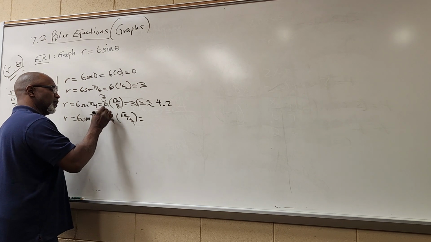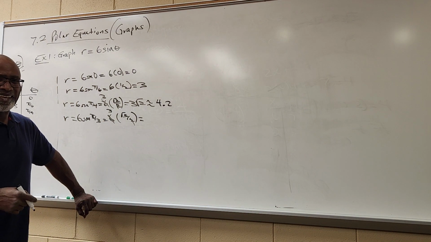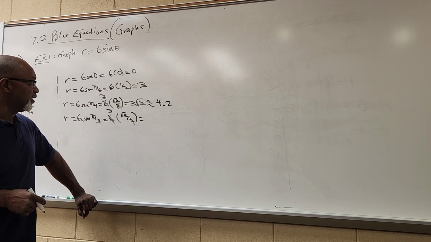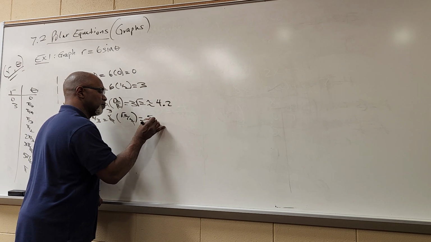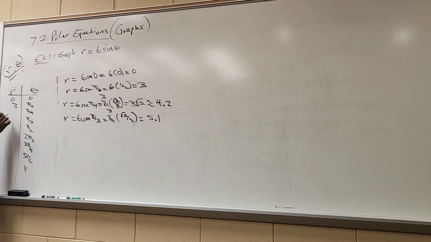Again, 2 goes into 6 3 times. 3 times square root of 3. Square root of 3 is about 1.7. So 3 times 1.7, 5.1 about. Maybe about 5.1. R is 5.1. And I had, that was 3, this was 4.2, this is 5.1.